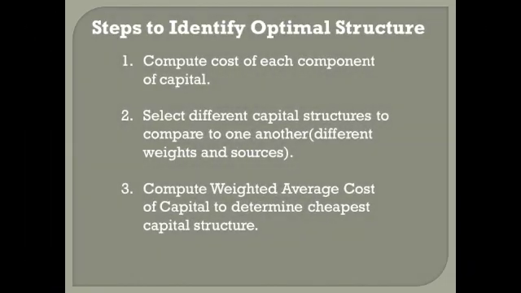The steps to finding your optimal capital mix are quite simple. First, you want to compute the cost of each component of capital. This is simply determining the cost of each financing option available individually. Secondly, select different capital mixes to compare to one another. This is merely drafting potential capital mixes for cost comparison. Each mix will have different weights or even different components altogether. Finally, you will compute the weighted average cost of capital of each potential mix. This metric is used to identify the most cost-effective structure.